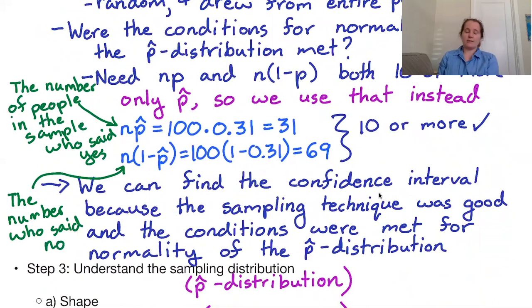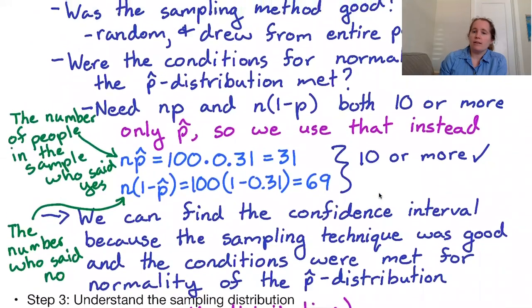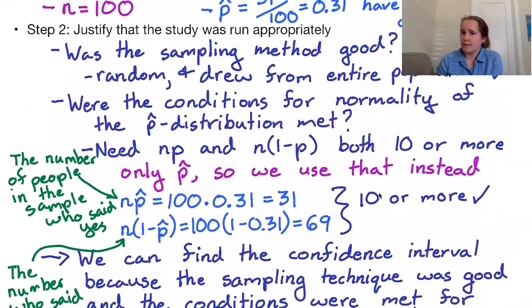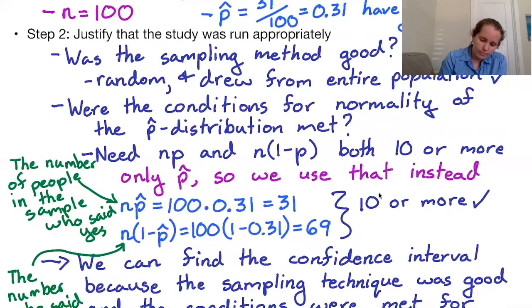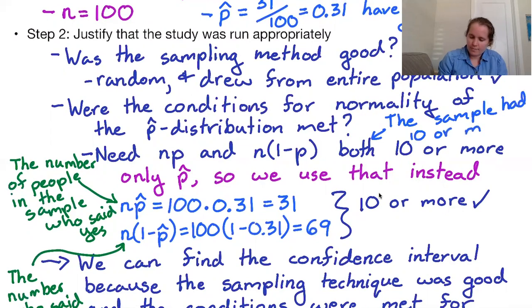So when we do this, instead of finding n times p hat and n times 1 minus p hat and arguing that both of those are 10 or more, what we can instead do is just say that the sample had 10 or more yeses and 10 or more no's.